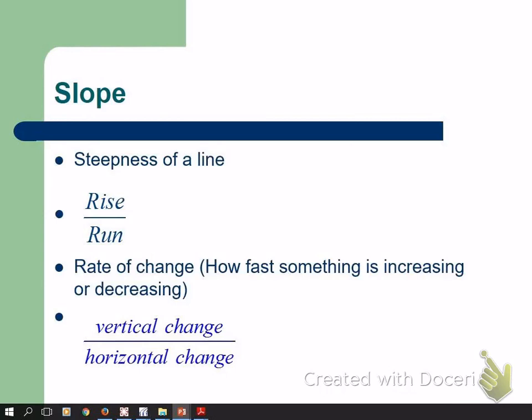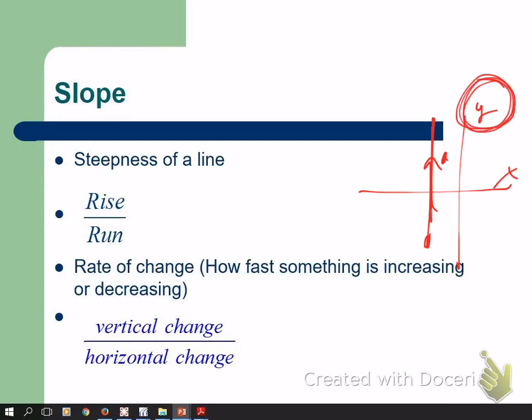Well, think about the coordinate plane, x, y axis. Here's y, here's x. Vertical: which way does a vertical line go? It goes up and down, right? So if we're going to go from one point on a graph to another point, the vertical change means how far we're going to rise, how far we go up in the vertical direction. It's also the same as the change in y. It's the change in the y direction.